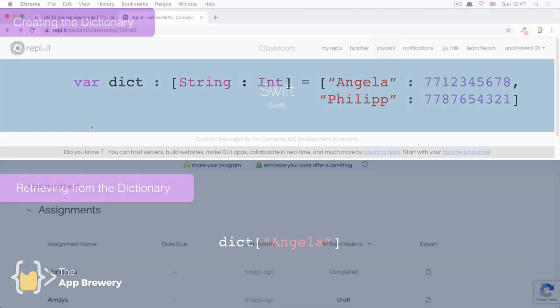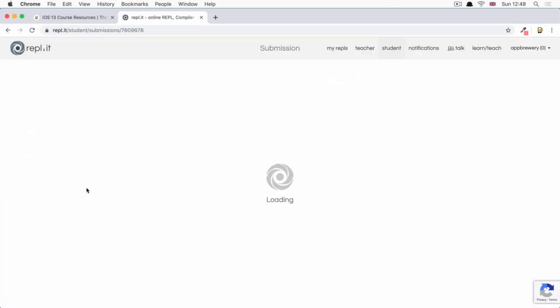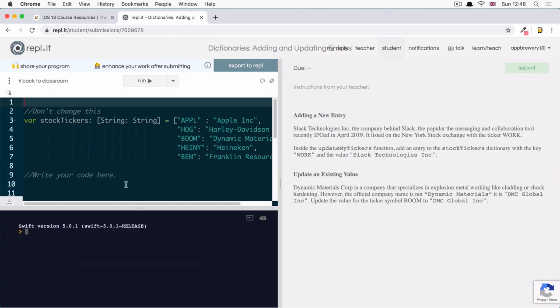07712345678. So now that you've learned about dictionaries, head over to Replit and complete the dictionary assignment.